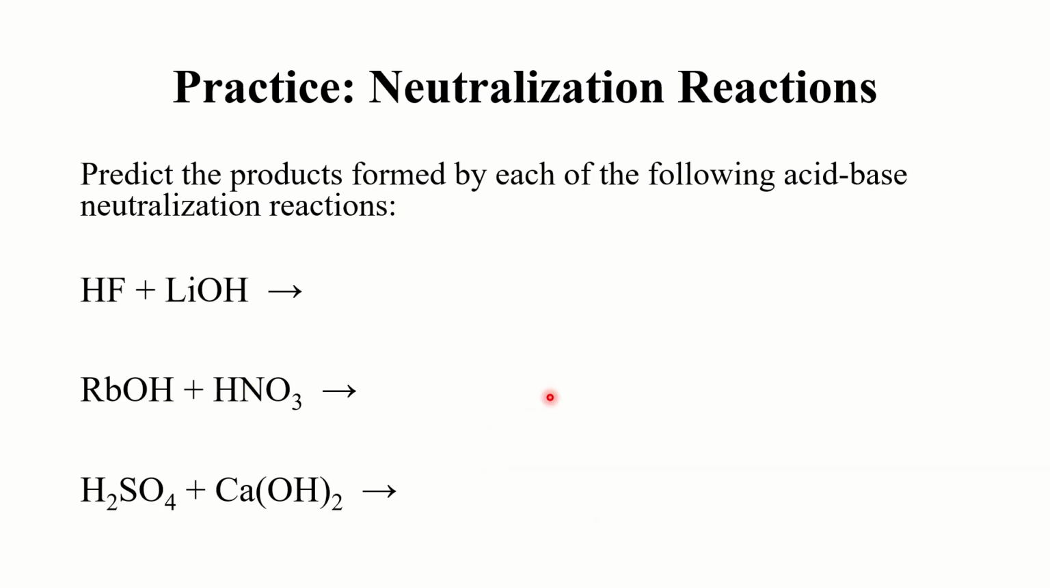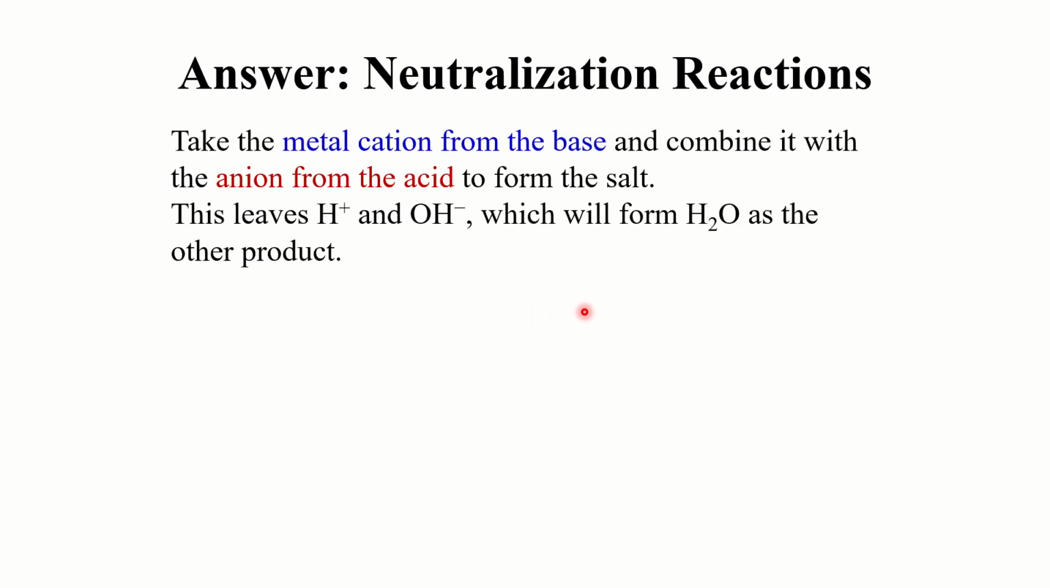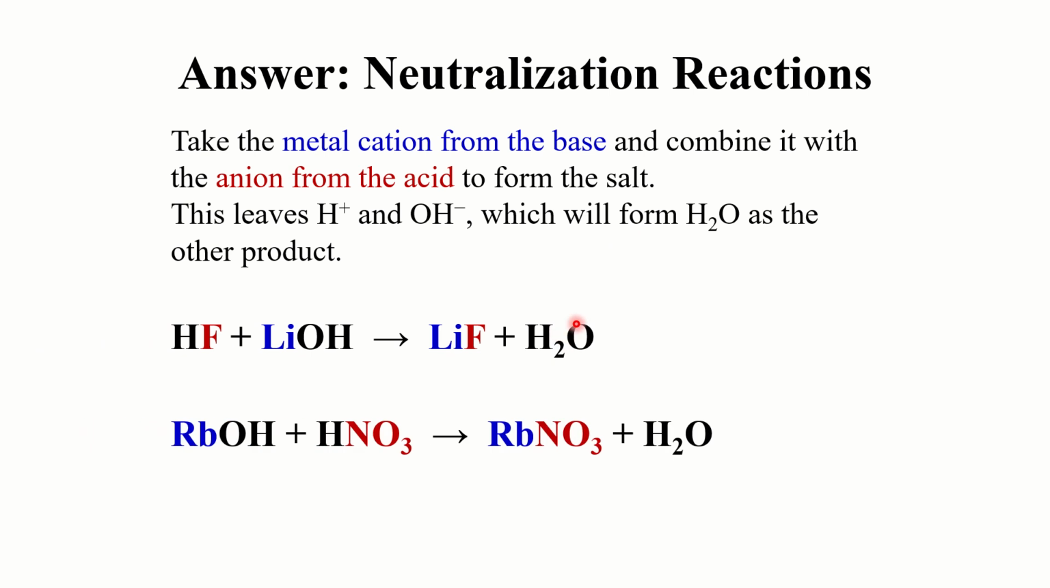I have a couple more practice problems for you to try, so please pause the video and try to predict the products formed by each of the following acid-base neutralization reactions. All right, so the answers are given here. Again, you need to take the metal cation from the base, combine it with the anion from the acid to form the salt, which leaves the H+ and OH- to form water as the other product. So that first reaction would give the products lithium fluoride and water. The second one would give the products rubidium nitrate and water.